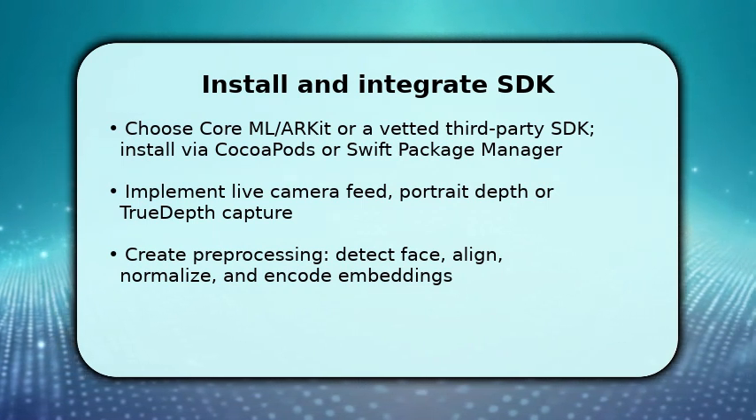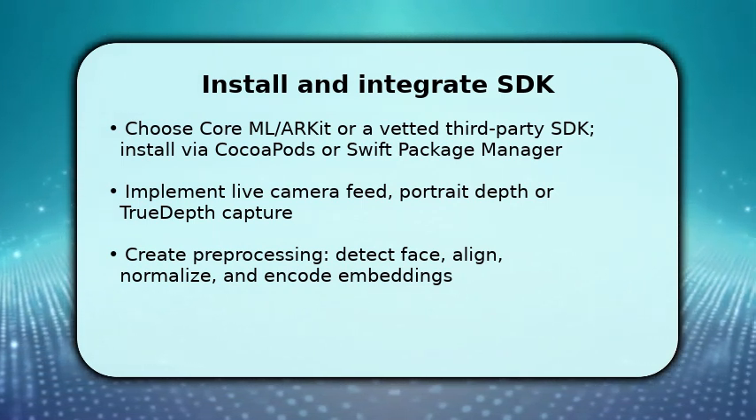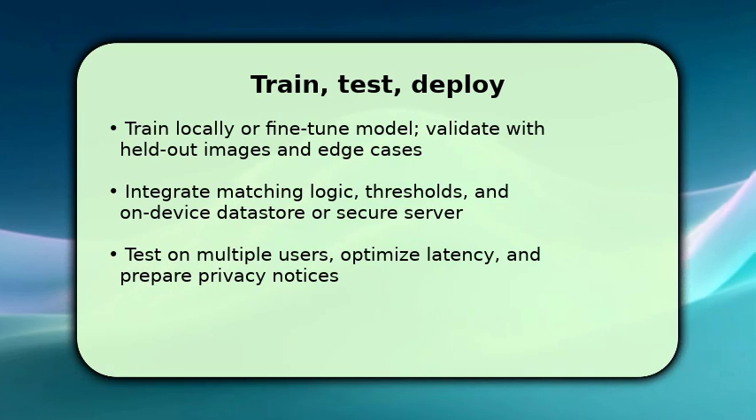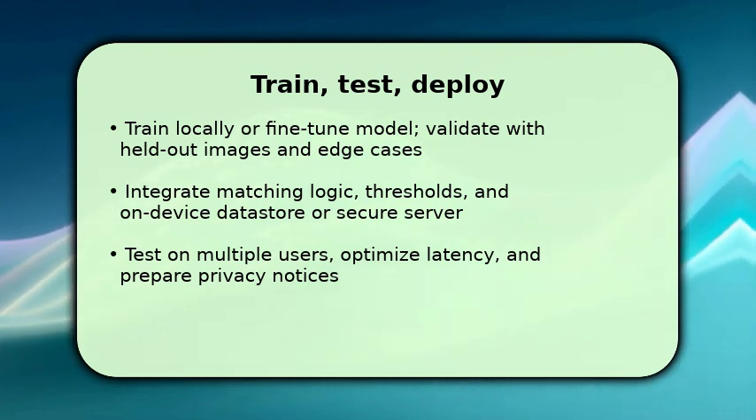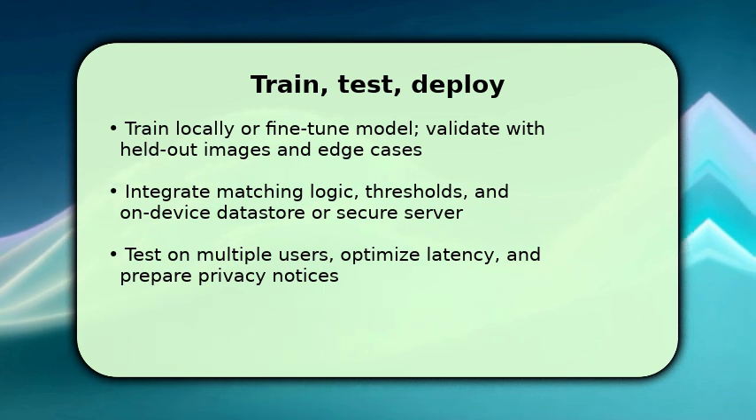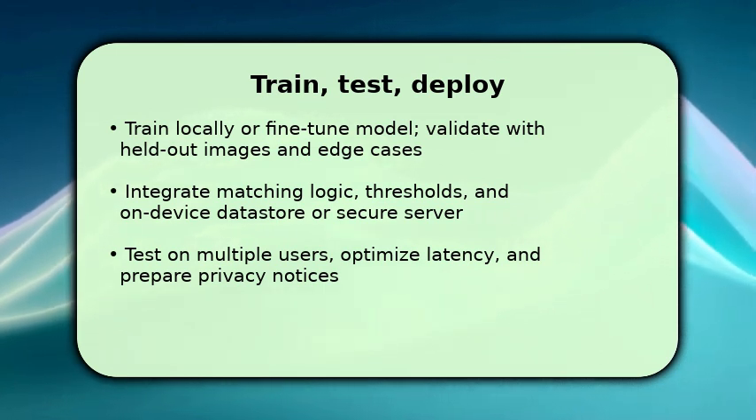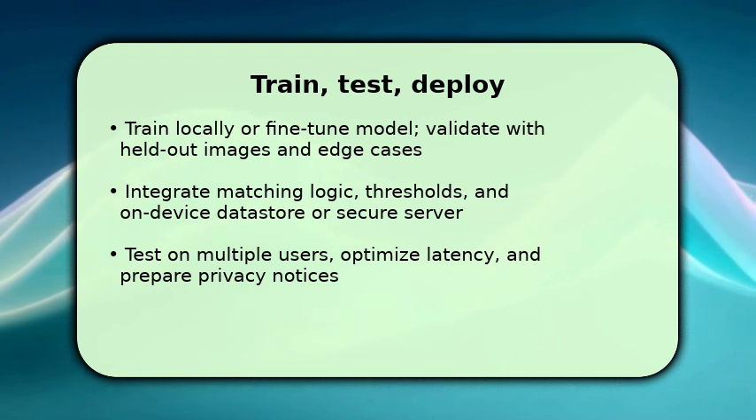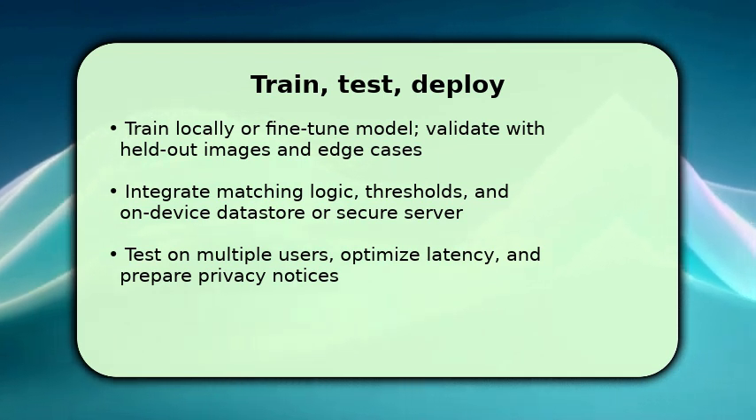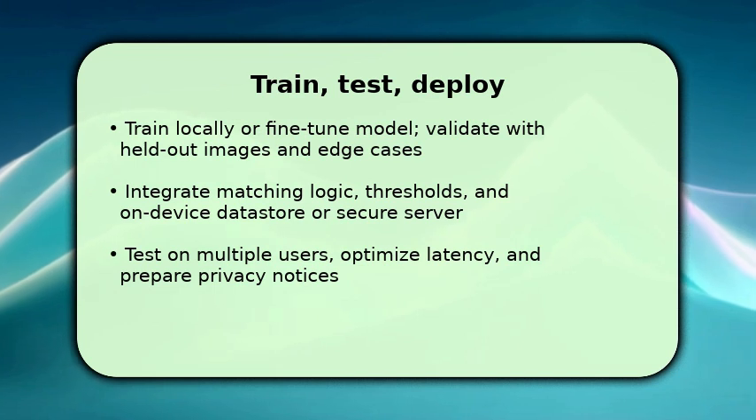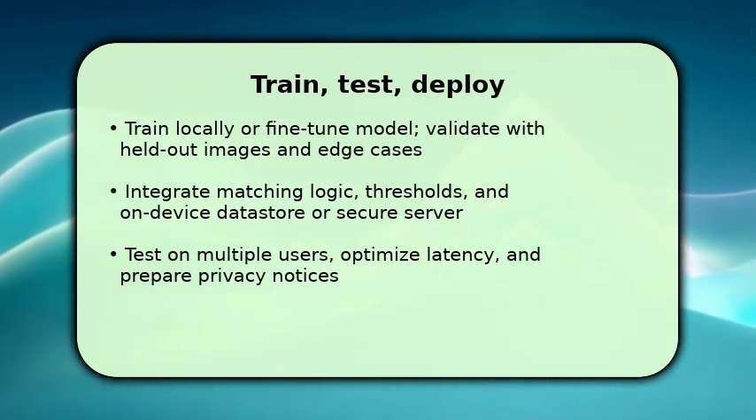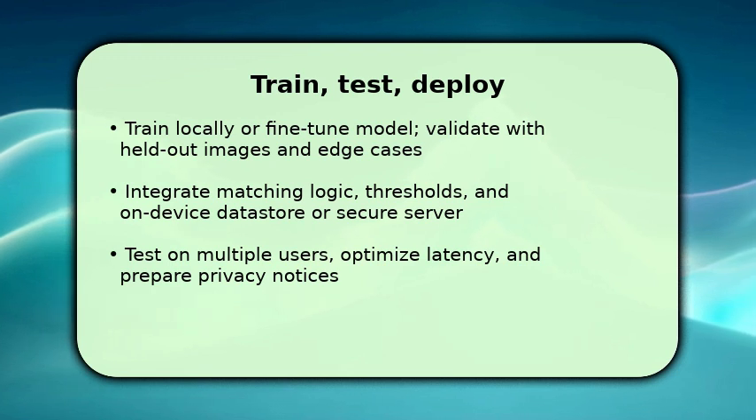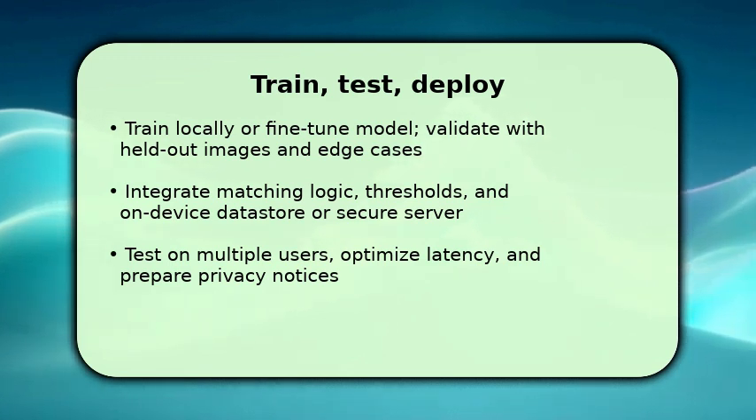Finally, train or fine-tune your model and validate it with held-out and adversarial examples. Confirm thresholds for accept/reject rates. Integrate matching logic and store templates securely. Prefer on-device encrypted storage or an authenticated server. Test on multiple users and lighting conditions, then optimize latency by batching or quantizing the model. Make sure to add clear privacy notices and fallback authentication. If recognition fails, one key troubleshooting tip: verify camera permissions and TrueDepth availability, then inspect.